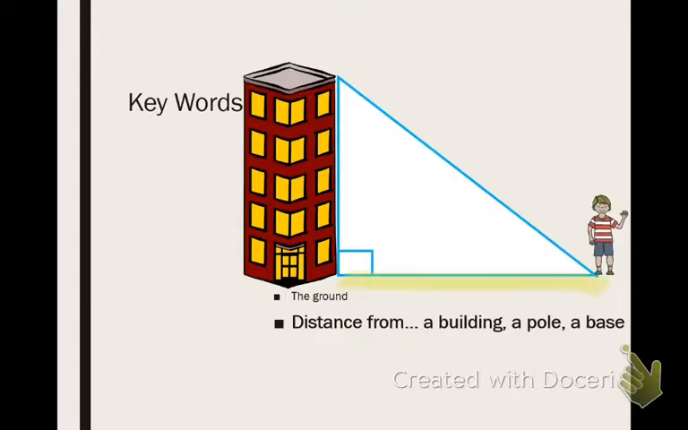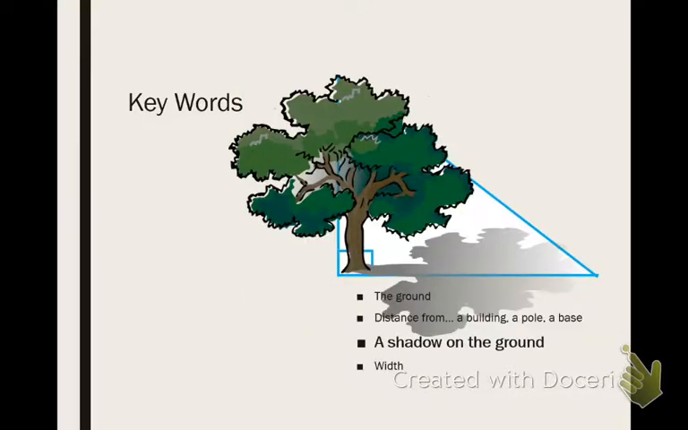So your base here would be from his feet to the base of the building. So that would be the distance from him. Then there is a shadow on the ground. This could be by a tree. I've seen it by a lamp pole or something. A shadow, because shadows lay on the ground.